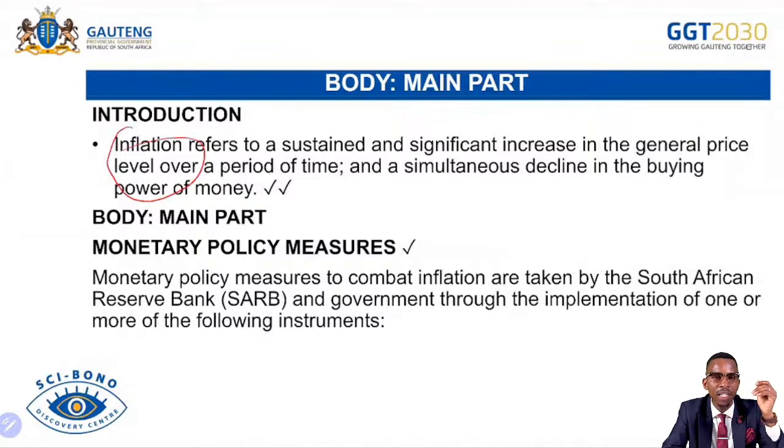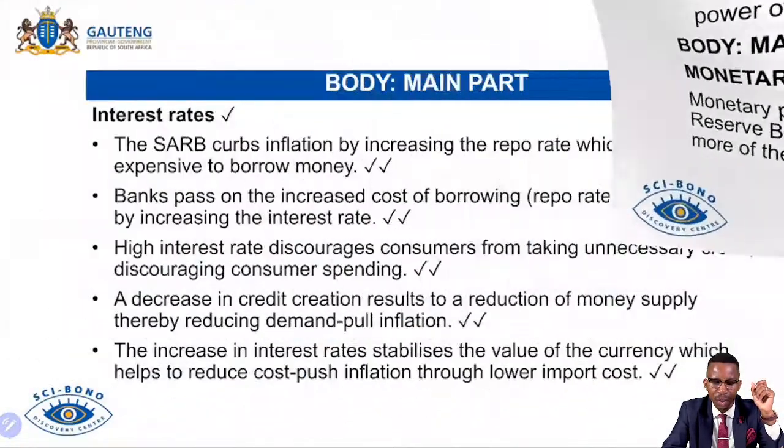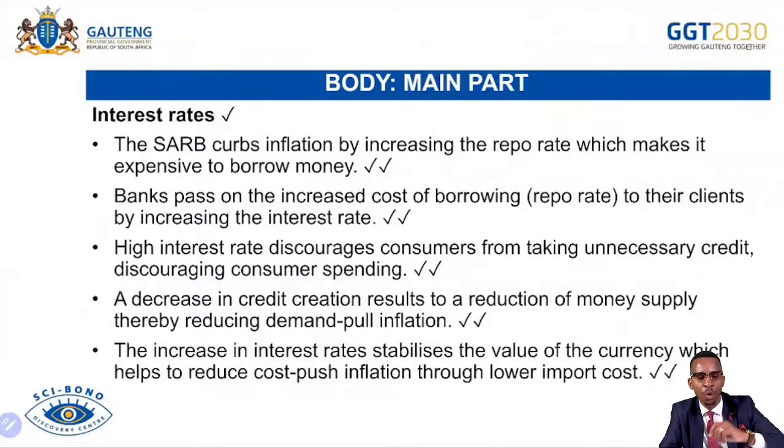You get a mark for writing monetary measures because these are measures to combat inflation. Monetary measures to combat inflation are taken by the South African Reserve Bank (SARB) and the government through the implementation of one or more of the following instruments. So these are instruments. We talk about the interest rate or repo rate. We know that the Reserve Bank will always increase the repo rate to combat inflation, and increasing the repo rate will make credit more expensive in the economy, which will be detrimental to commercial banks as they will find it expensive to take loans from the South African Reserve Bank.